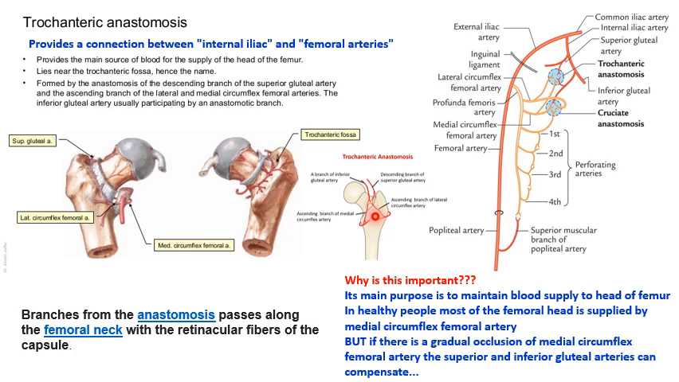Am I clear? I repeat again, the trochanteric anastomosis provides the connection between the internal iliac and external iliac arteries, and it is formed by the ascending branches of the medial and lateral circumflex femoral arteries, a descending branch of the superior gluteal artery and a branch from the inferior gluteal artery.